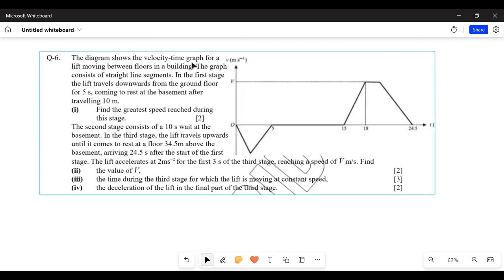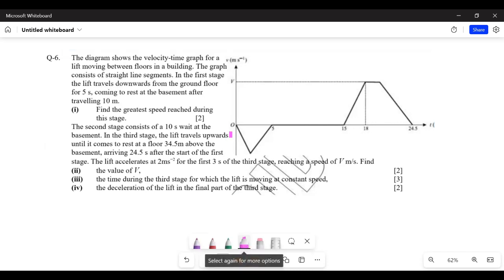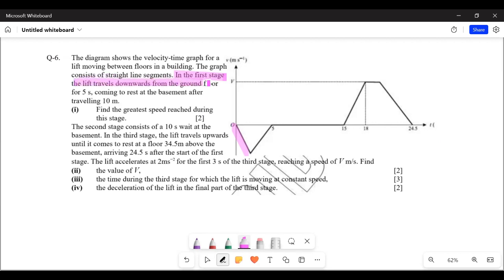The diagram shows a velocity time graph for a lift moving between floors in a building. The graph consists of straight line segments. In the first stage, the lift travels downwards from the ground floor. Okay, let's see. So this is the first stage of the graph. It says that in the first stage, the lift travels downwards from the ground floor. So they've shown downward motion underneath the x-axis. Okay. So they've shown that with the negative velocity.